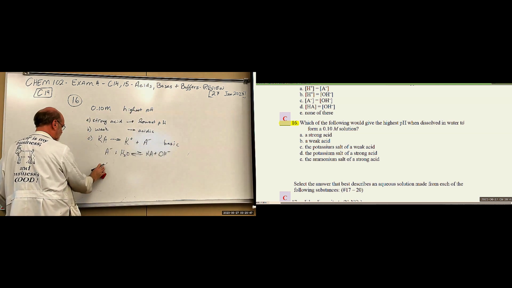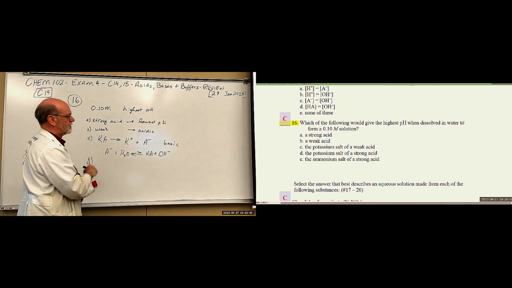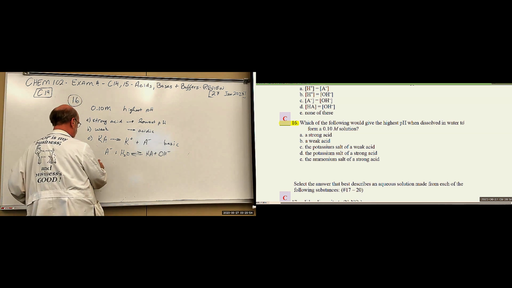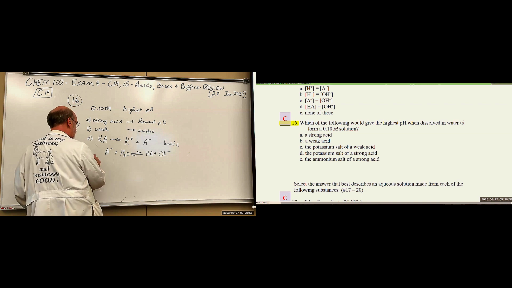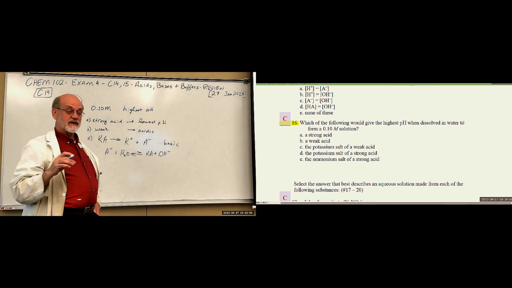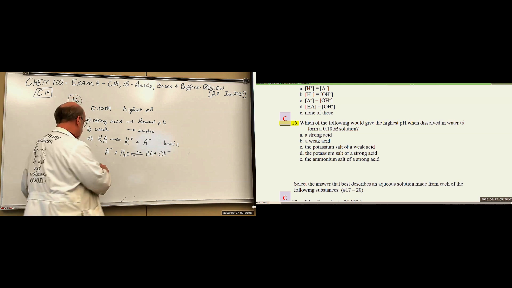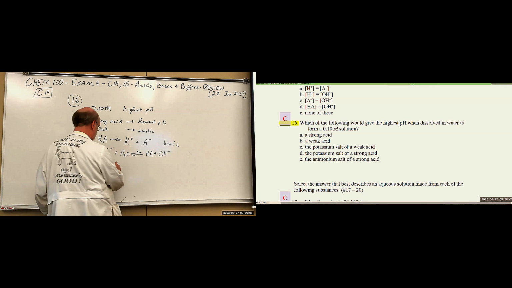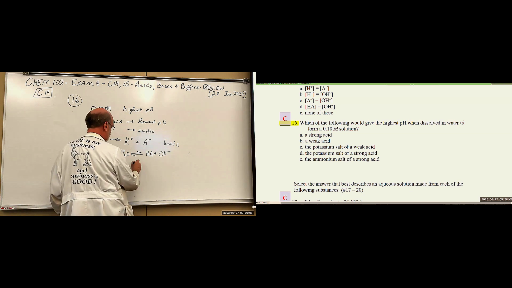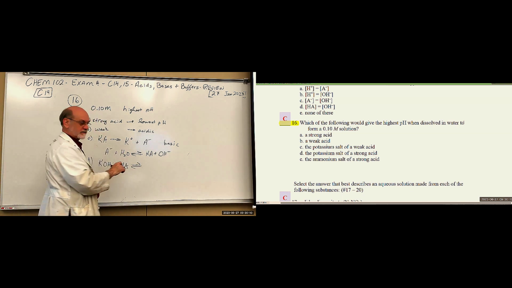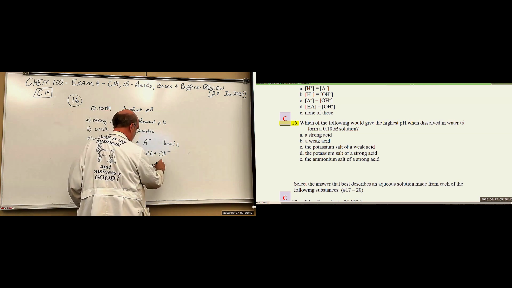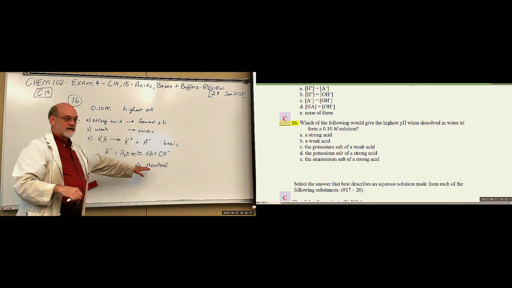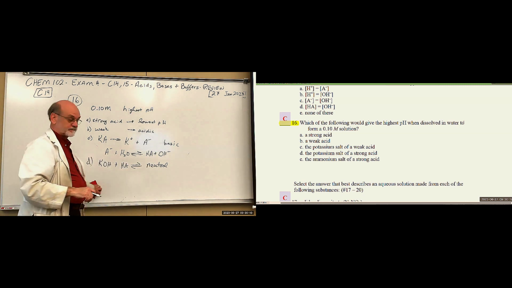Right. We're still looking for the highest pH. Potassium salt of a strong acid. Right. If we have the potassium salt of a strong acid, what's that going to do? Well, think of it this way. Potassium hydroxide is a strong base. If this is a strong acid, what are they going to give you? A neutral solution. If they're both strong, you end up at pH 7.